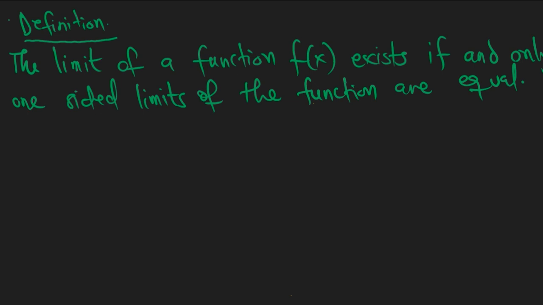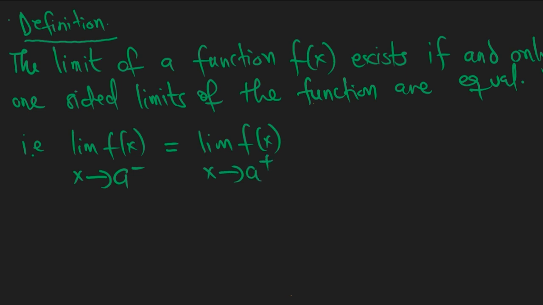That is to say that if I have the limit of the function f of x as x approaches a from the left hand side, and that is equal to the limit of the same function f of x as x approaches a from the right hand side, if we have the same value for that, then that becomes the limit. If they are all equal to the same number, then that is equal to the limit. It means that that function has a limit of that value.